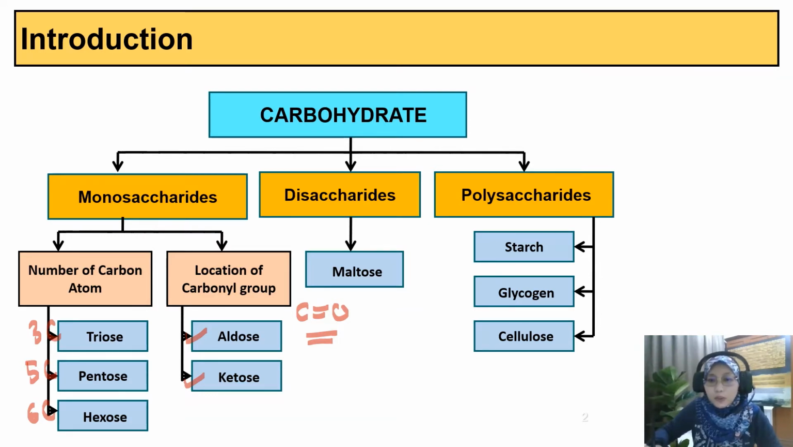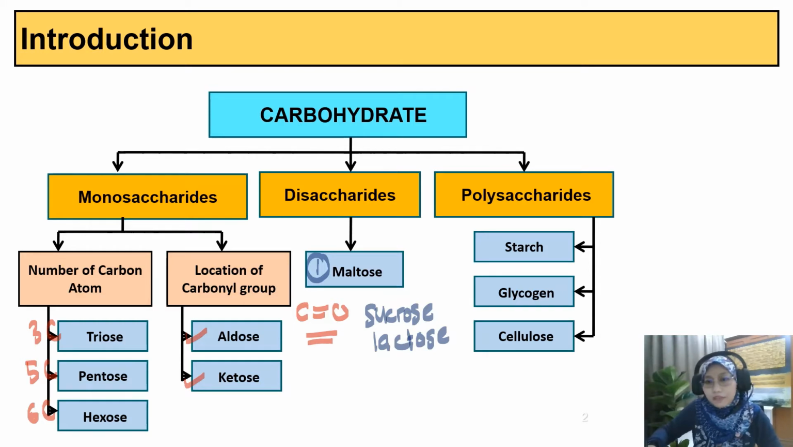Disaccharide is composed of 2 monosaccharides and joined by glycosidic linkage through condensation process. Disaccharide also can be broken down back to monosaccharides through hydrolysis process. There are 3 examples of disaccharide. The first is maltose, second is sucrose, the third is lactose.